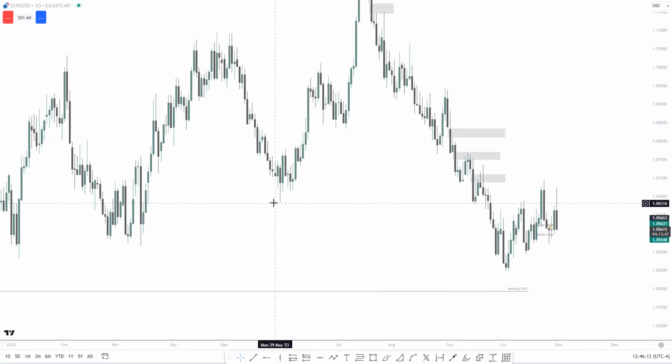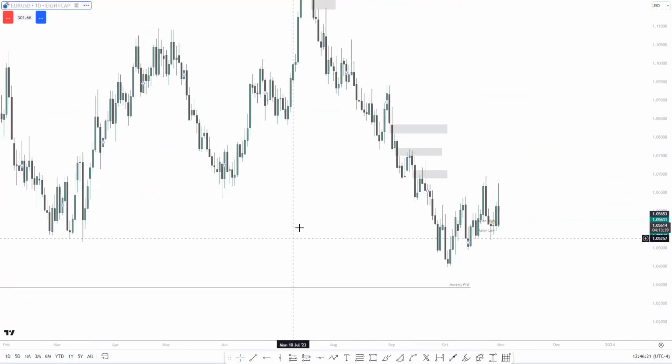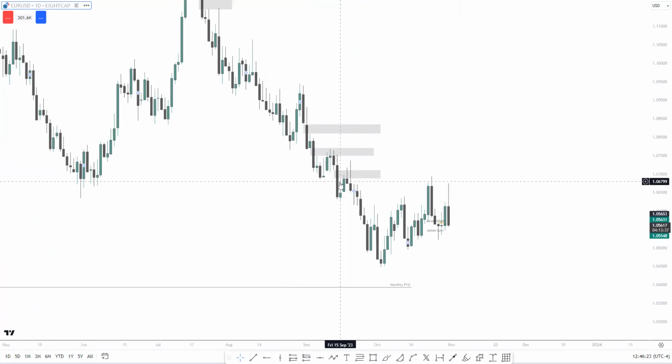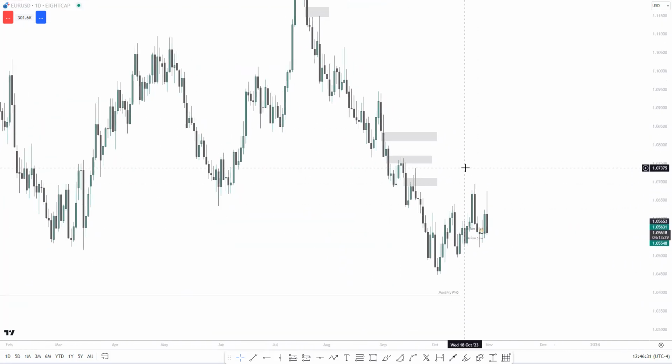Now the external range can be here, it can be here. This is also a low, right? These are also lows, so it is also external range liquidity. This is also external range liquidity. So price is going to go into inefficiencies or internal range liquidity or fair value gap, whatever you want to call it. And then it's going to go into external range liquidity, as you can clearly see.